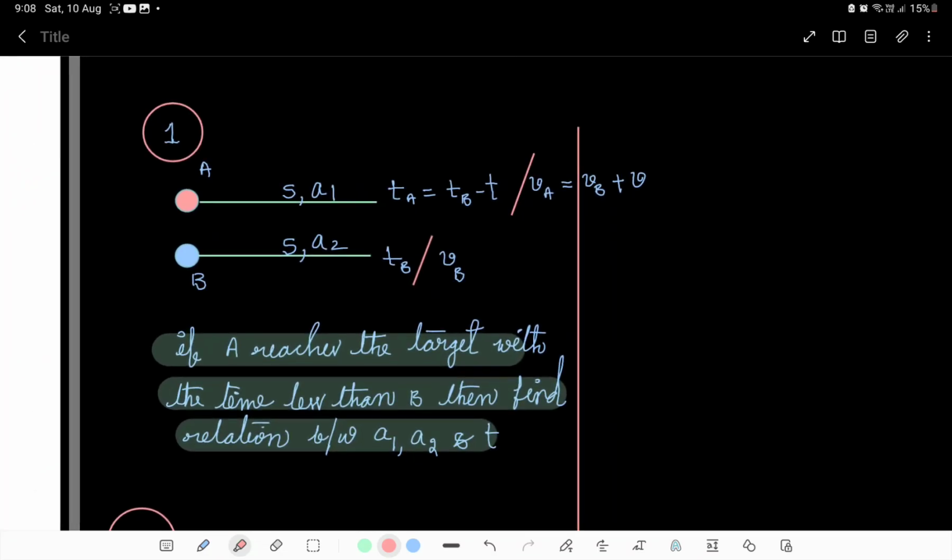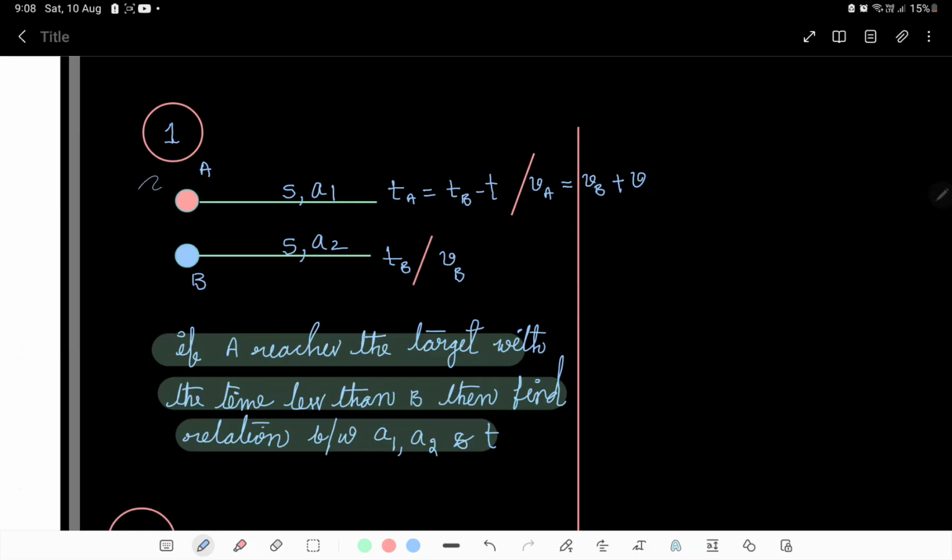So I'll draw the diagram. So that is a car A and a car B, and car A is taking this much of time, that is time of car A is equal to time of car B minus t, and the speed of car A is equal to speed of car B plus v, right?